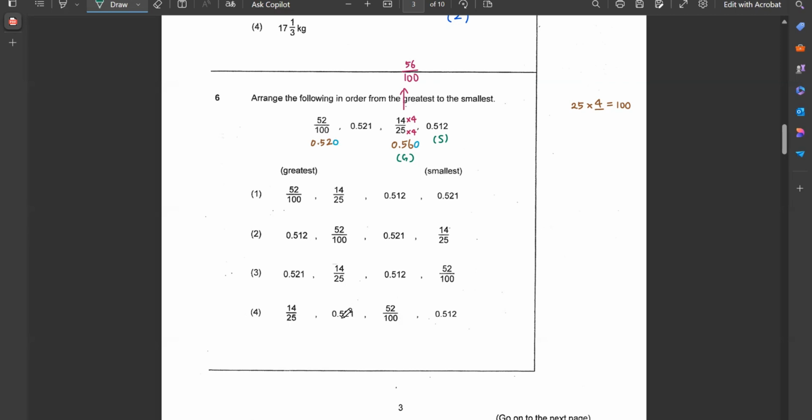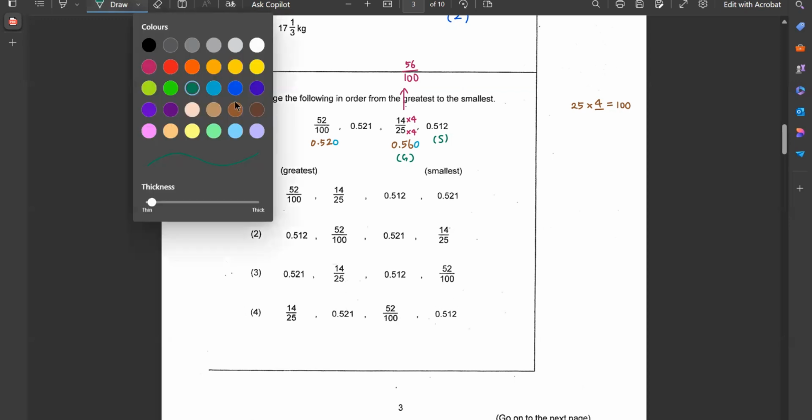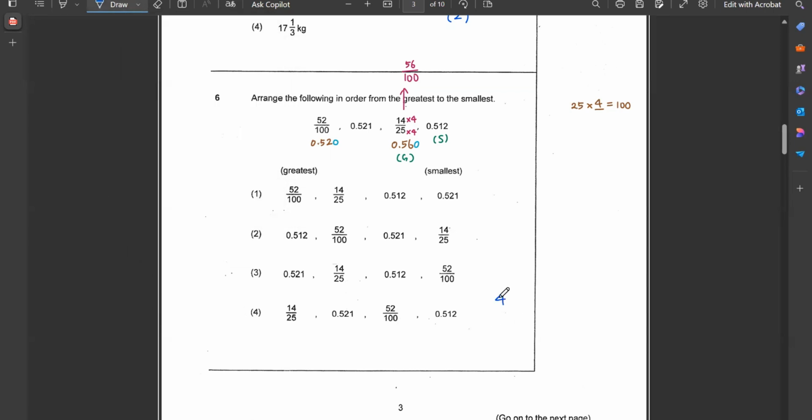And next, you check whether you got this right, 0.521, and then 0.520. So it's correct, 521 and 520, decreasing order. And the last one, smallest, is your 0.512. There you go, you have your option 4.